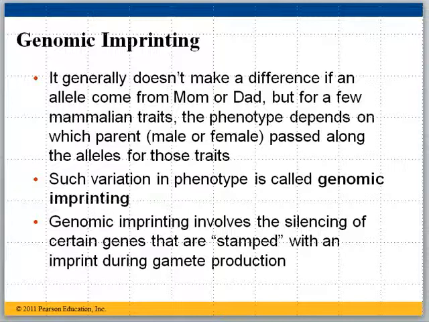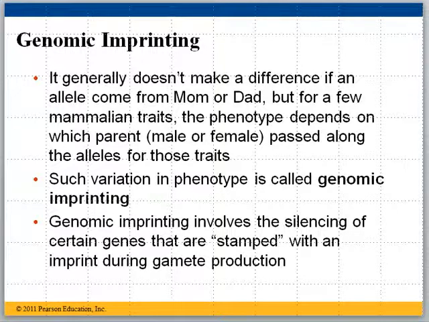So in the sex-linked genes, oftentimes it is the sex chromosomes that came from the parents, and then the sex of the offspring that determines some of what we're going to see. But in this case, we're talking about genes that are normally located on the autosomes, and the alleles that mom and dad give, and how they differ based on whether or not they came from the male or the female, the mom and the dad. This type of variation in phenotype is what we call genomic imprinting. And the way it works is that the imprinting basically involves the turning off or silencing of certain genes that are stamped with an imprint during gamete production.